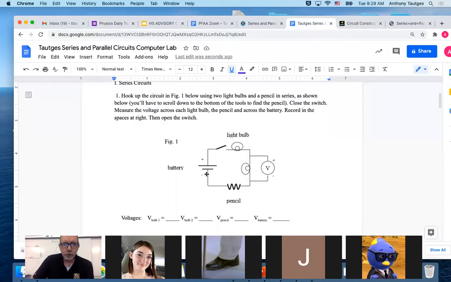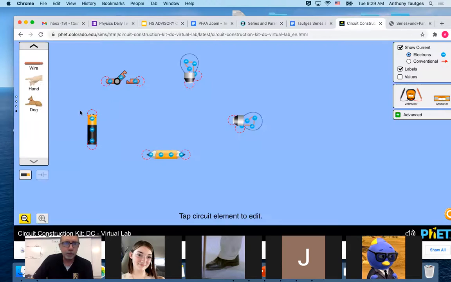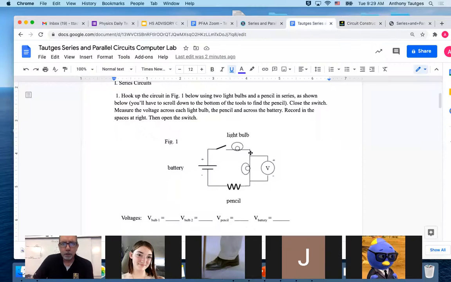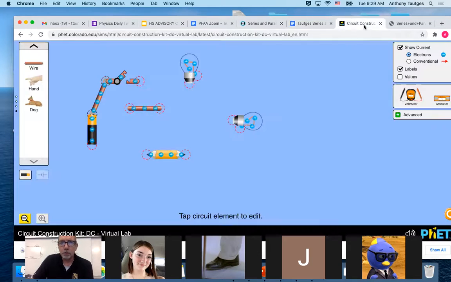And then I'm going to connect these with wires. So the battery to the switch, I'm going to connect with a wire. Battery to switch. And then switch to light bulb to other light bulb, other light bulb to pencil back to the battery. So I'm going to take a wire and connect that like that, to there, there to there. Pencil to the battery.